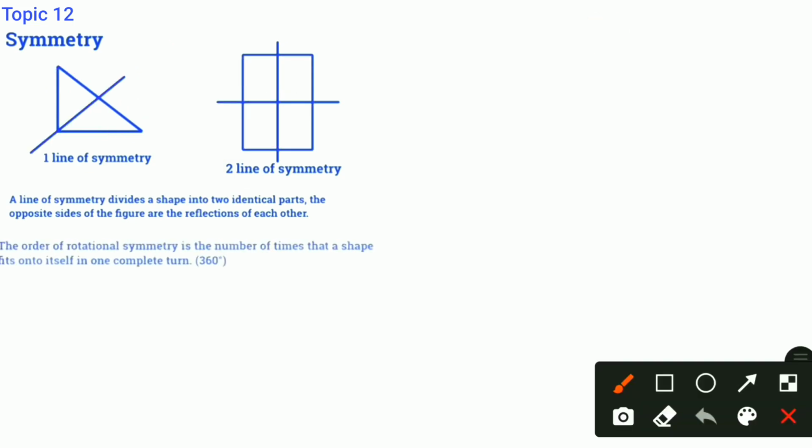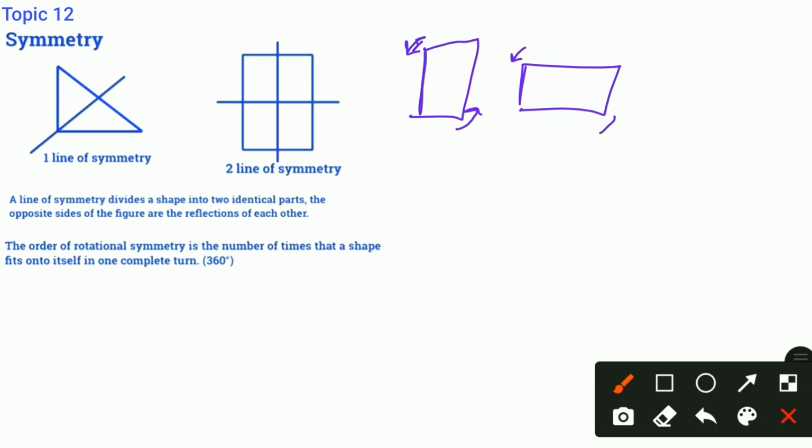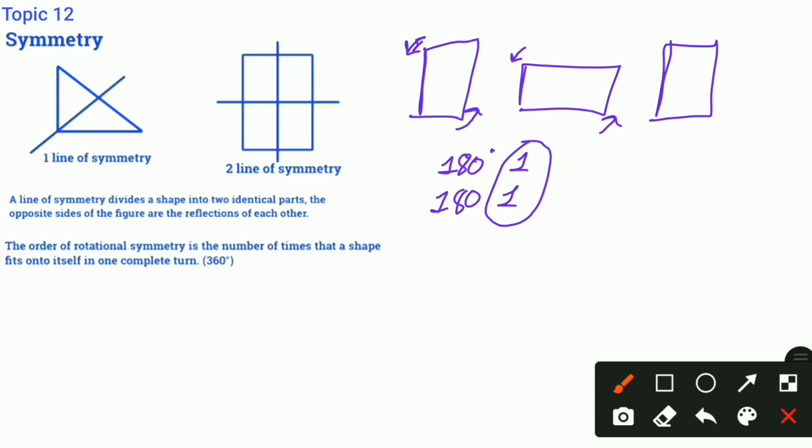The order of rotational symmetry is the number of times the shape fits onto itself in one complete rotation. Let's say I have a rectangle. If I rotate the rectangle 90 degrees, it will look like this. If I rotate 90 degrees again, then it will look like this. So in 180 degrees of rotation, it remains the same, because if you rotate this thing 180 degrees, it will again look the same. If you rotate another 180 degrees, it will again remain the same, which means 2 times.